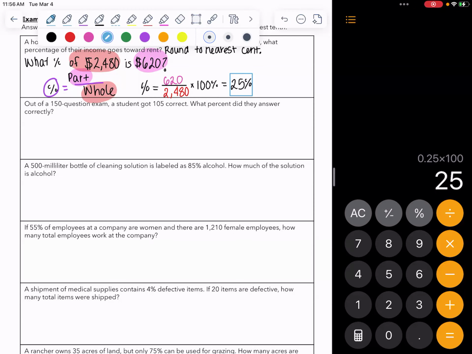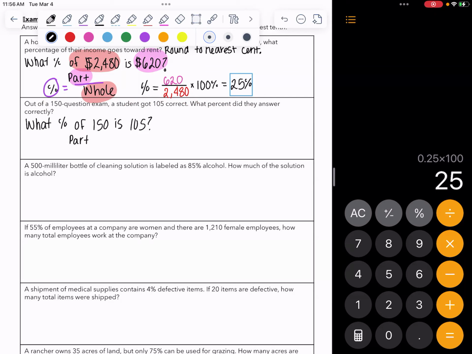All right, so out of a 150 question exam, a student got 105 correct. What percent did they answer correctly? So what percent? We are looking at a percentage again. They answered 105 correctly. There were 150, right? So what percent of 150 is 105? What percent of the 150 questions they answered is the 105 that they got correct?